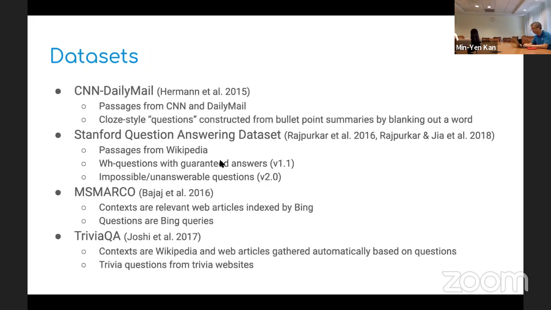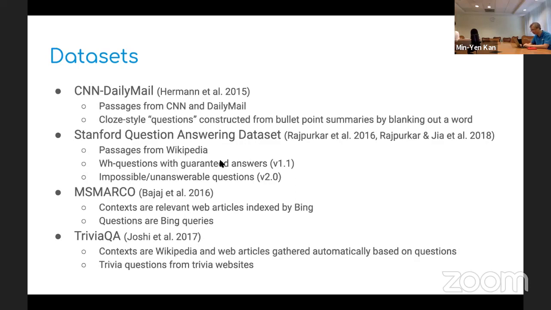Some very popular data sets include the CNN Daily Mail data set. These are passages from CNN and Daily Mail articles. This is kind of different from our modern QA. The context is the passages, but the questions are not like asking what is the color of an apple or something.